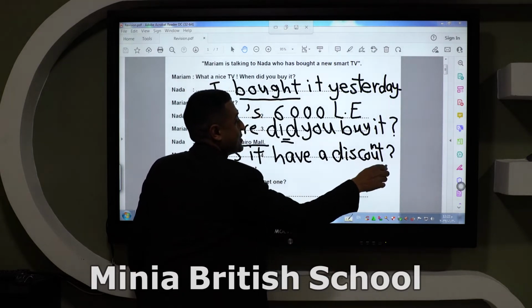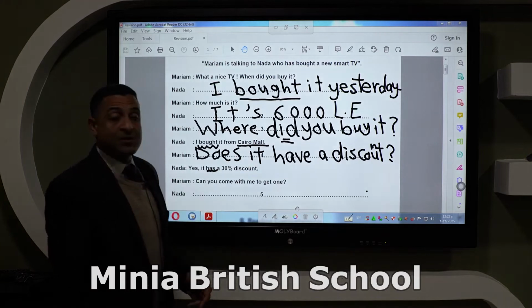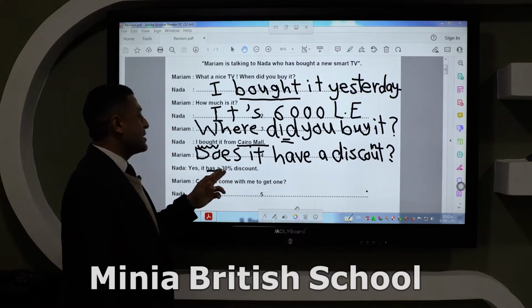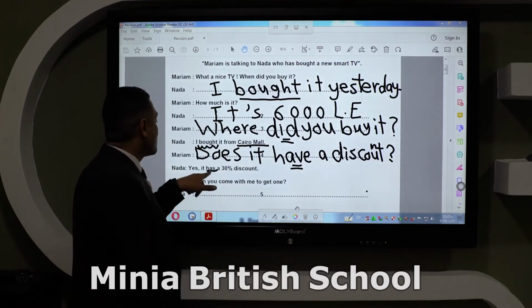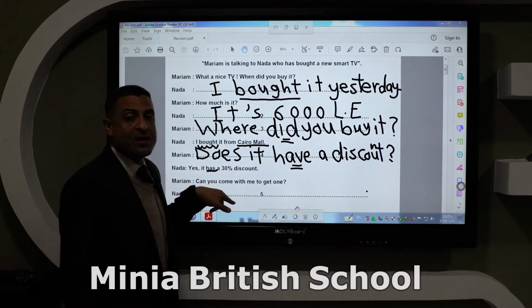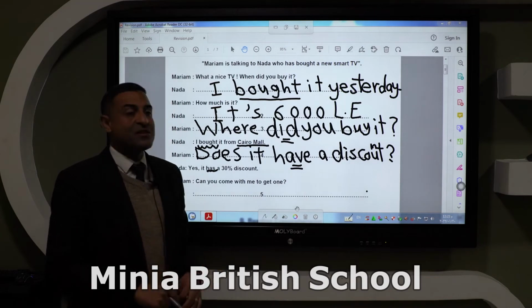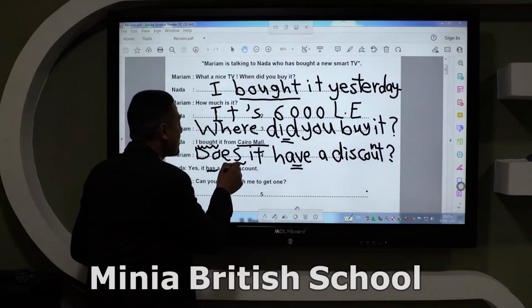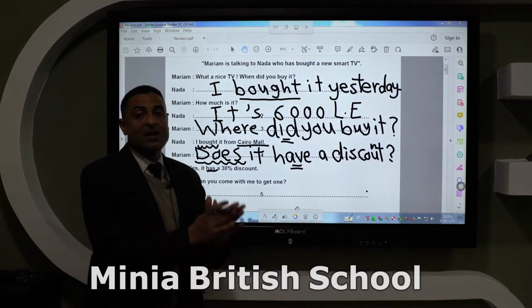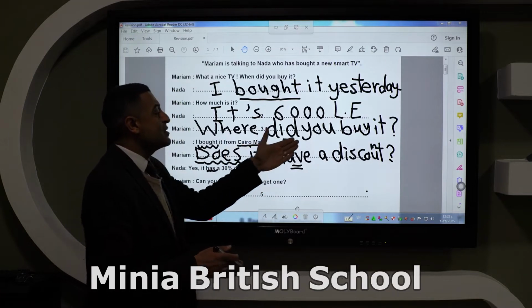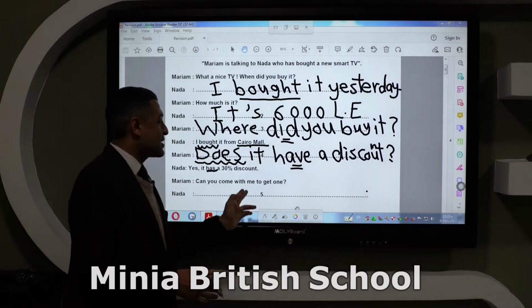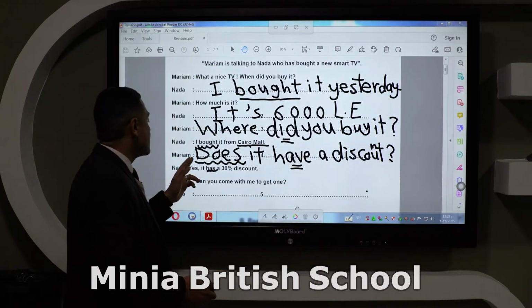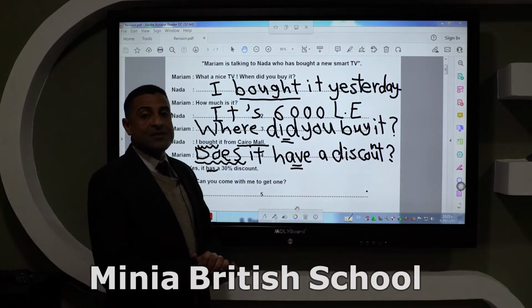Sorry, here is missing N. Does it have a discount? Why did I say does it have? Because here I have to check the main verb to be in its infinitive form as well, because here I start my question using does. So does it have, and the infinitive form of has is have. Does it have a discount? Yes, it has a 30% discount.